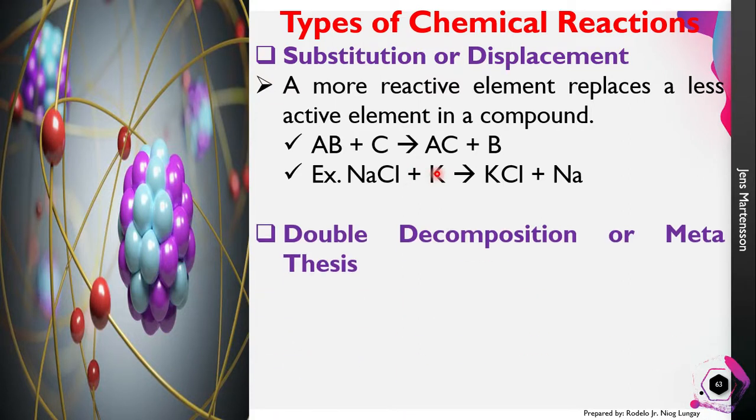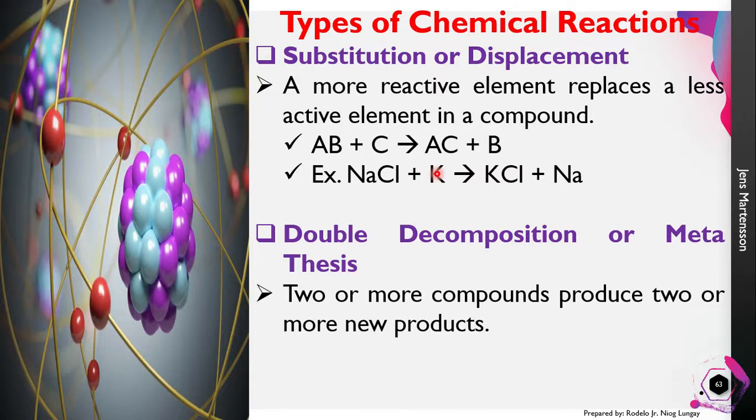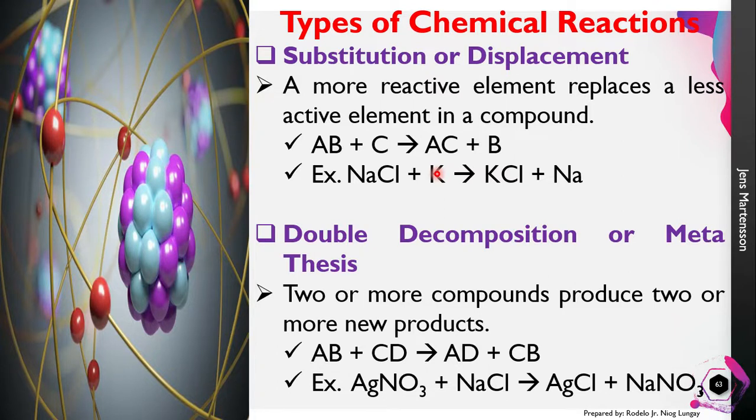Okay, and then we also have double decomposition or metathesis. What is double decomposition or metathesis? Two or more compounds produce two or more new products. This is the general formula: AB reacts with CD to yield or to produce AD and CB. For example, silver nitrate reacts with sodium chloride and the products are silver chloride and sodium nitrate. Silver is more reactive compared to sodium. That is double decomposition. Again, the example is silver nitrate reacting with sodium chloride to produce silver chloride and sodium nitrate.